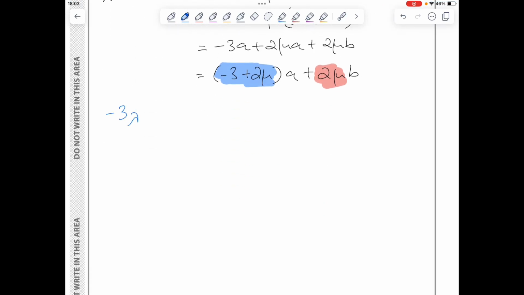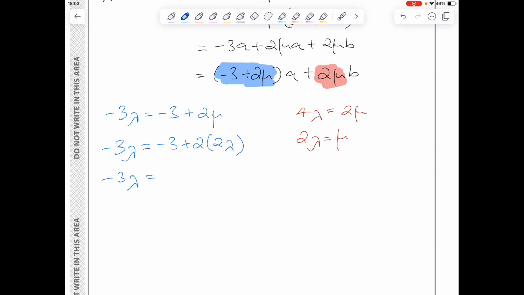Minus 3 lambda equals minus 3 plus 2 mu, and 4 lambda equals 2 mu. If I simplify that, I'll get 2 lambda equals 2 mu. So now I have to solve them simultaneously. I can replace this mu here with 2 lambda. Therefore, minus 3 lambda equals minus 3 plus 2 times 2 lambda. Minus 3 lambda equals minus 3 plus 4 lambda. 3 equals 7 lambda, and lambda is equal to 3 over 7.